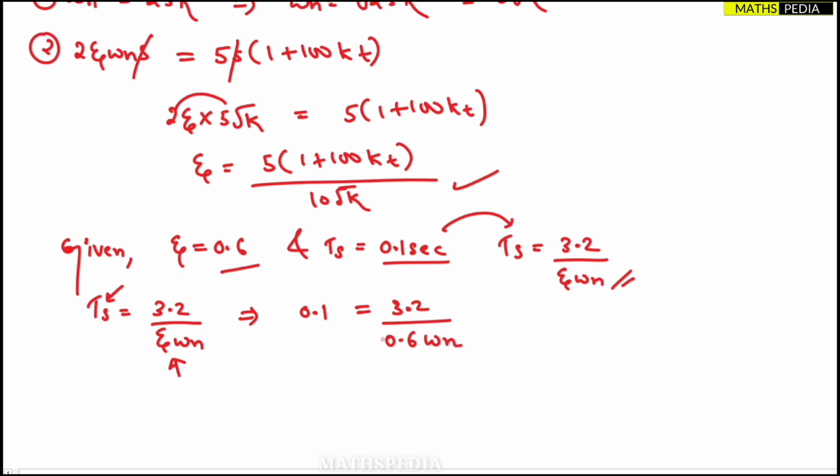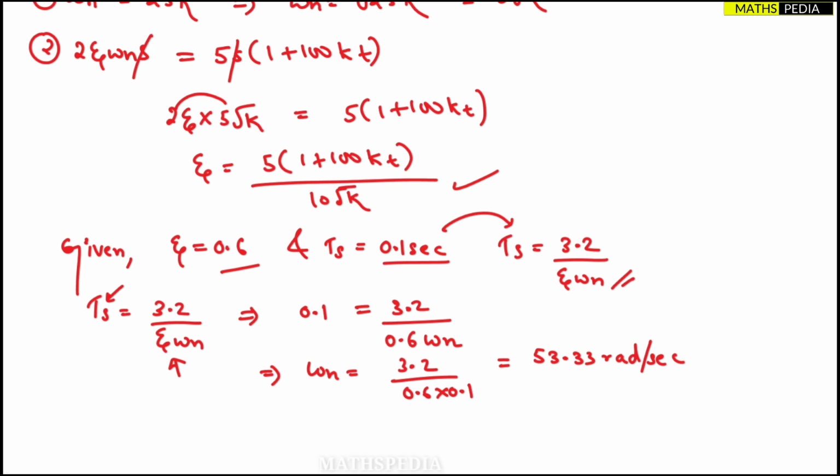From this, can I get omega n value? Yes, you can get omega n value. So you bring this that side, it will be omega n is equal to 3.2 by 0.6 into 0.1. When you put it in the calculator, you'll be getting it as 33.33 radian per second. Okay, this is the omega n value.